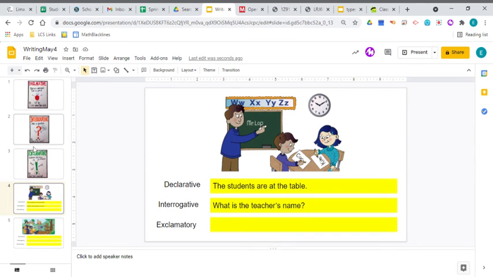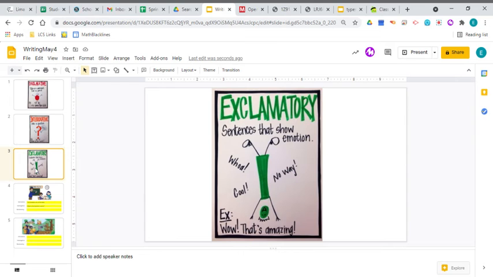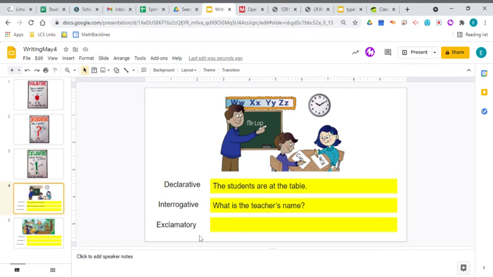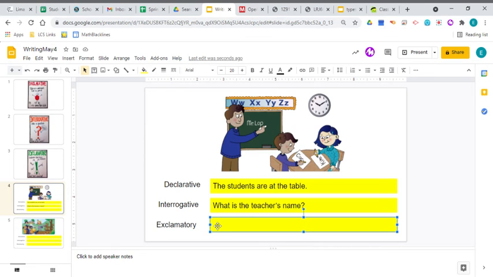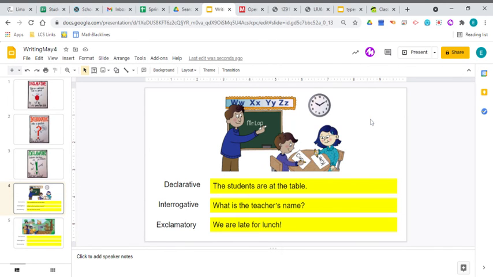Your last example is an exclamatory. Those are the ones that show strong emotions. You're excited when you say it, and they end with an exclamation point. So if I'm in this classroom and I look up at the clock and I see that we are a little bit late, I could say, we are late for lunch! Now, I would be really excited to say that because I do not want to be late for lunch. So, we are late for lunch! That's your example of an exclamatory sentence.